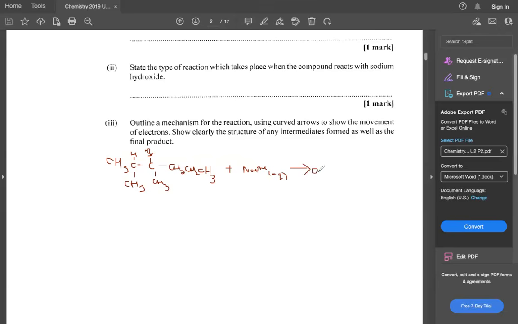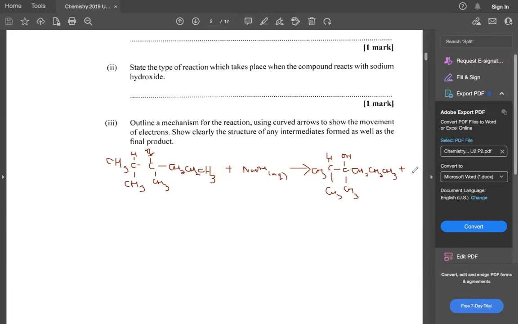So I'll end up getting CH3, CH3. All we're doing is substituting out that bromine by nucleophilic substitution. So we're going to put our OH where our bromine was, on that 3rd carbon, right? And then everything else will remain the same: CH2, CH2, CH3.